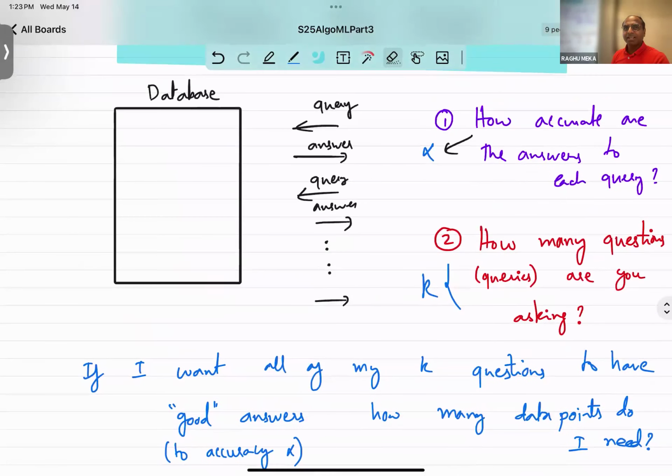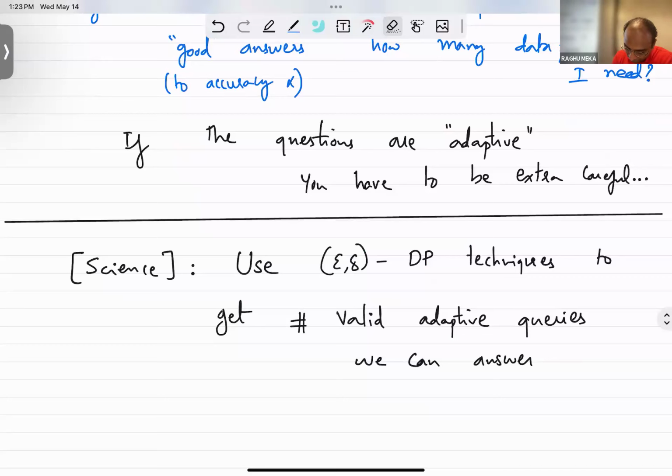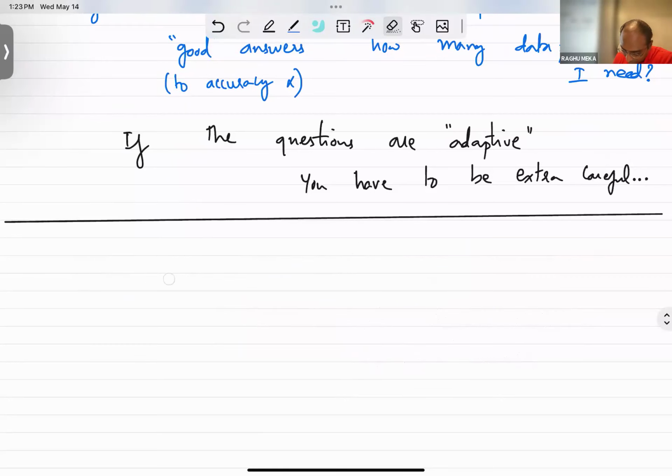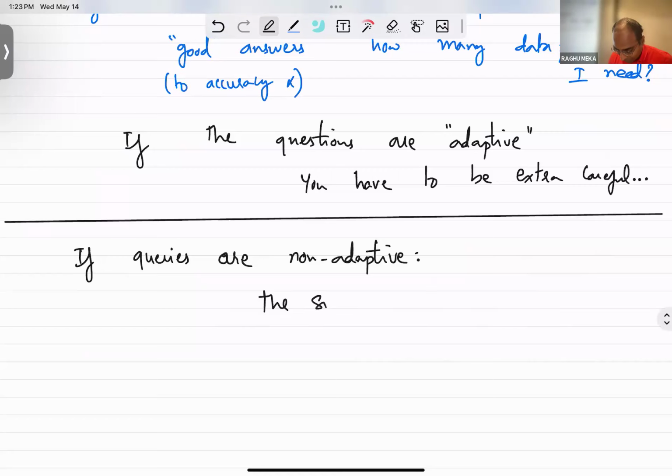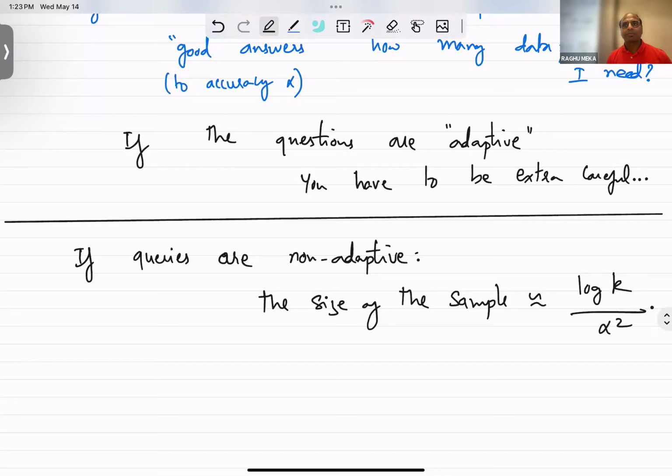Okay, so for adaptive queries, maybe let me say it differently. So if queries are non-adaptive, okay, the queries are non-adaptive, then the size of the sample required is roughly log k over alpha squared.